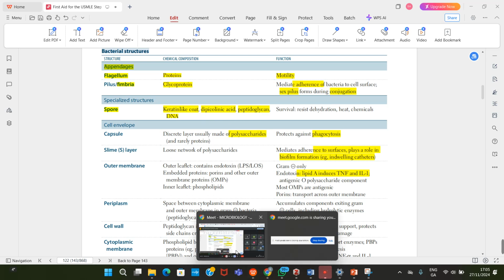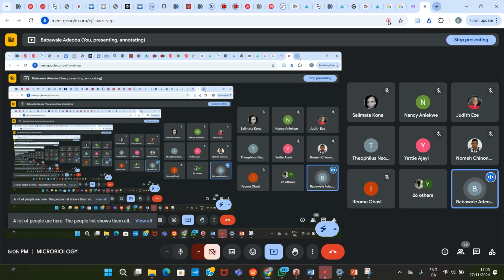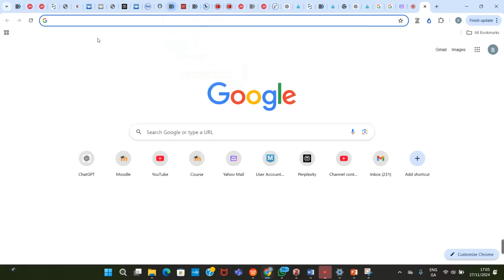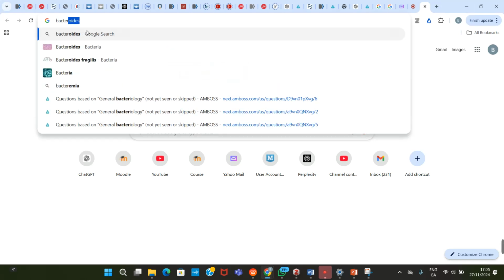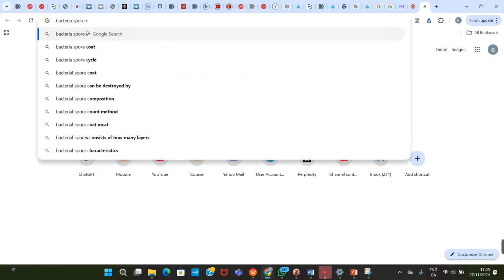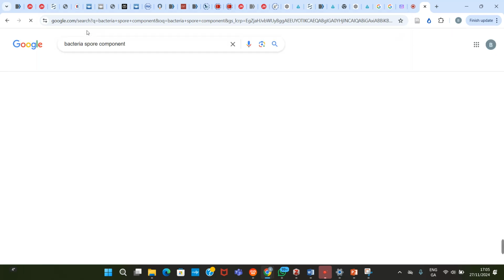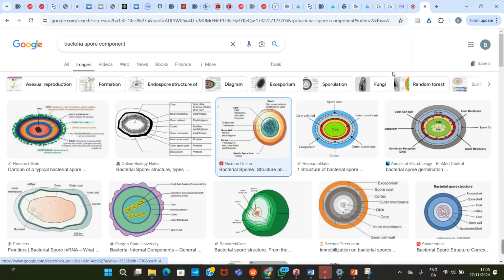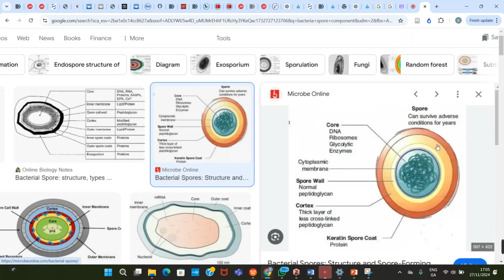Now, I was trying to look for an image of the bacterial spore components, but there was no image that actually highlighted all the structures. So this was the image I got just to show us.